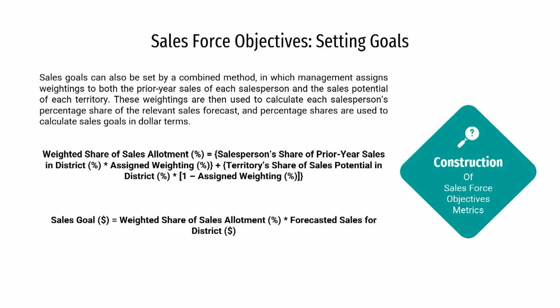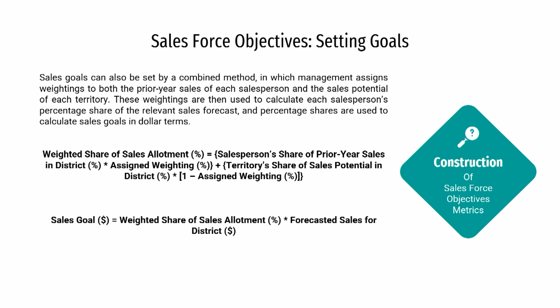Another way of looking more holistically into calculation of sales target can be like this. Sales goals can also be set by a combined method, in which the management assigns the weighting to both the prior year sales of each salesperson and the sales potential of each territory. So, let us say weightage given to prior year sales can be 60% and weightage given to sales potential can be 40%, right. The weightings are then used to calculate each salesperson's percentage share of the relevant sales forecast, and the percentage shares are used to calculate the sales goals in dollar terms.